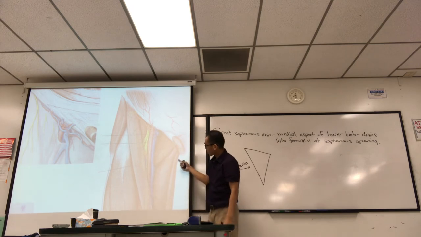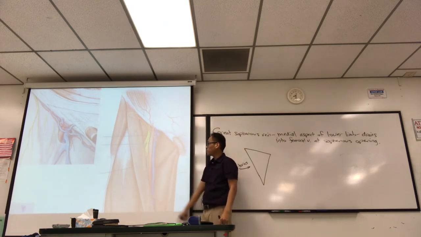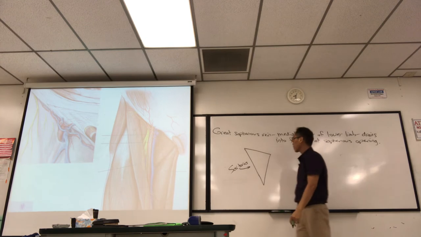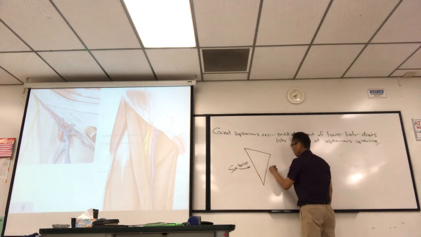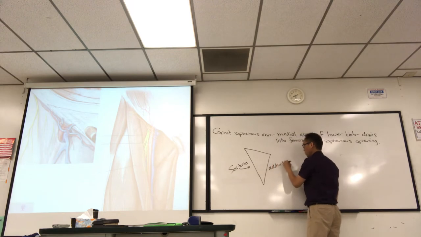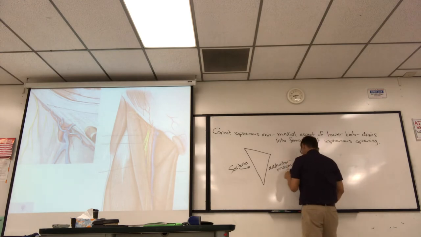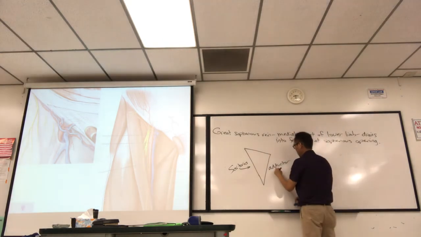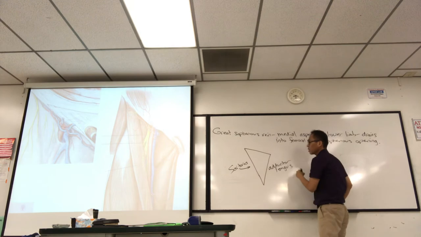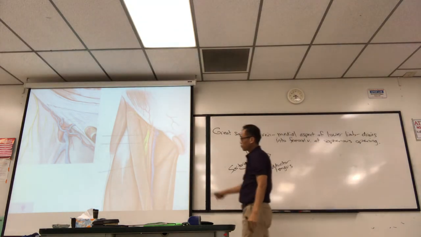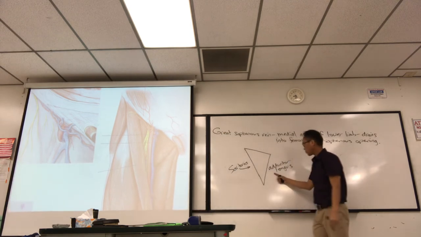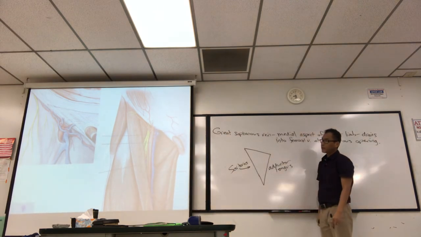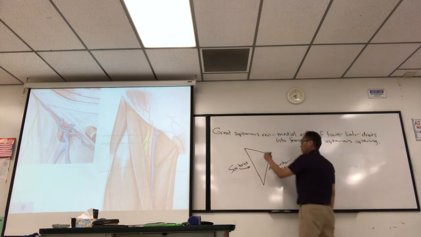Now, the medial border here is formed by the adductor. Not adductor magnus, adductor longus. Adductor longus right there forms this medial border of the triangle. And then the base of the triangle is formed by a ligament called the inguinal ligament.